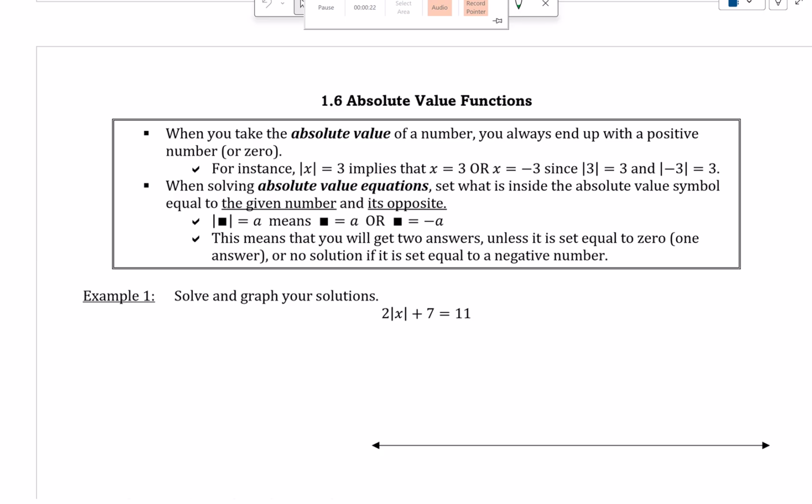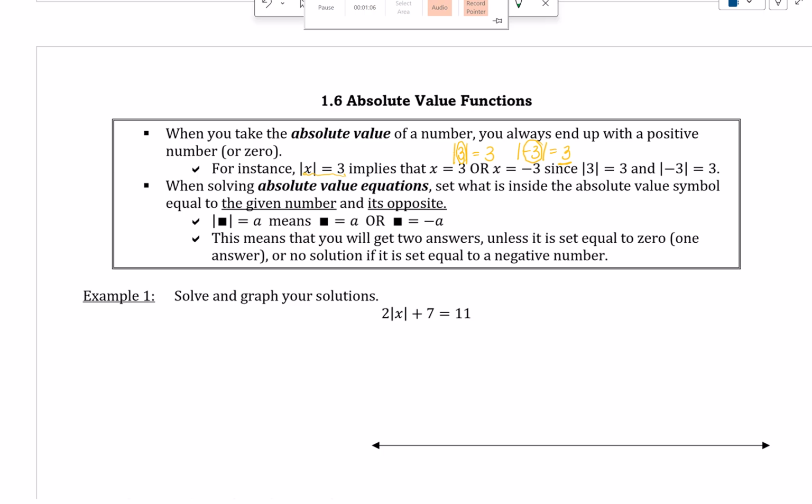So we know that if the absolute value of x equals 3, there's two things that could happen. We know that the absolute value of 3 equals 3, and the absolute value of negative 3 equals 3. So there's two possible things that the part inside the absolute value could equal that would give me the answer 3. So when we're solving absolute value equations, we're going to set what's inside the absolute value symbol equal to the given number and its opposite. So always have to have two answers.